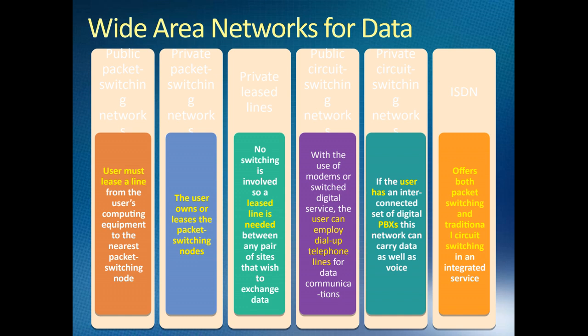So the first one is the public packet switching network. Here the user must lease a line from the user's computing equipment to the nearest packet switching node. That's why it's called public packet switching network. You don't own it. Then we have private packet switching. The user owns or leases the packet switching node. Say you are a company with a branch, you lease a private line from the telecom company to communicate with your branch. So you have more control over the connection.